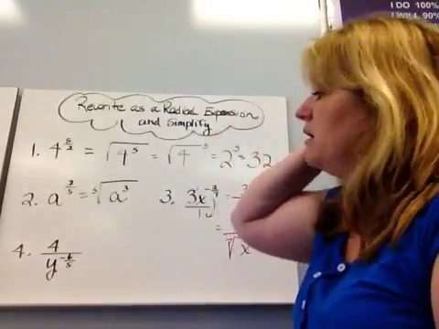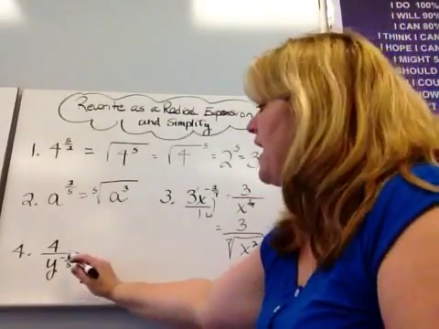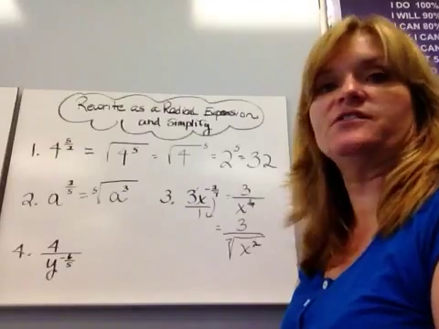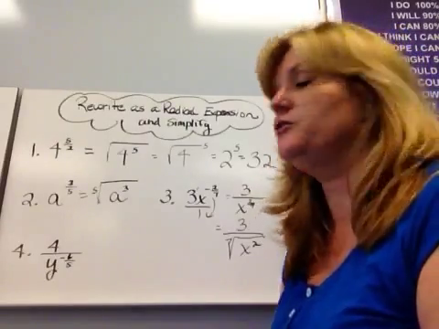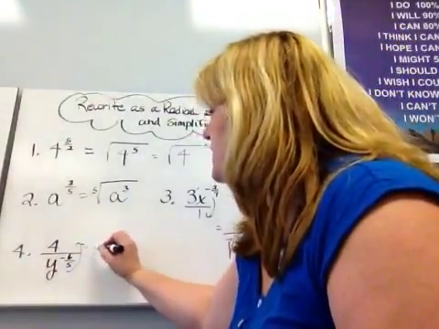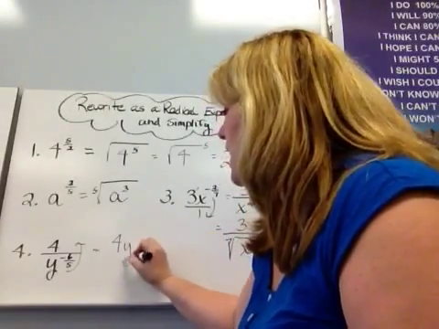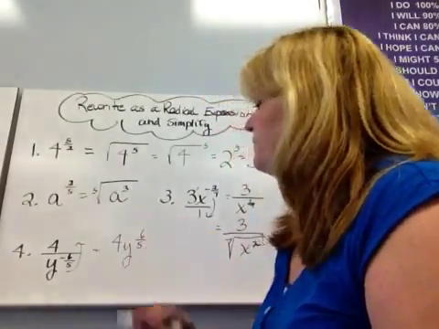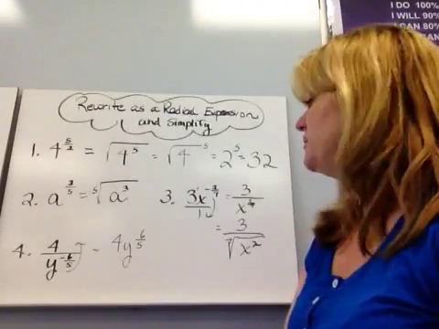Okay? Number 4. I have 4 over y to the -6/5. So you're using all the rules that you've learned before. Let's take that upstairs. So that's really 4y to the 6/5. Okay, so it's positive. Now let's rewrite it.